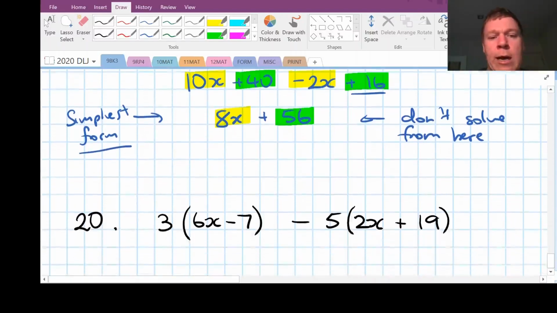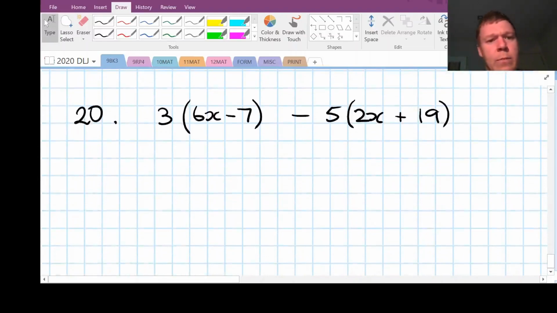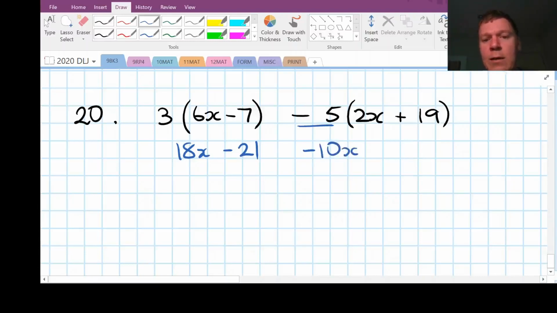All right. We are finally ready to attack the very last question. So, expanding the brackets, 3 times 6 is 18. 3 times 6x is 18x. 3 times negative 7, negative 21. Now we're moving on to the second one. Negative 5 times 2x, negative 10x. And negative 5 times positive 19 is negative 95.